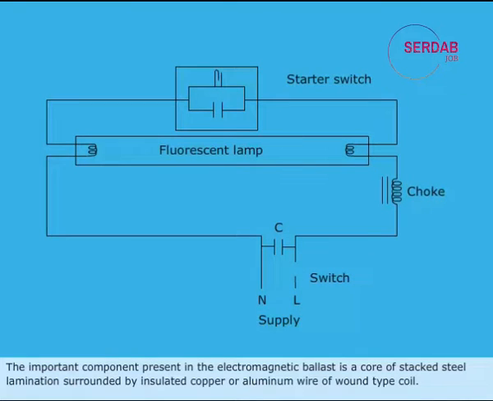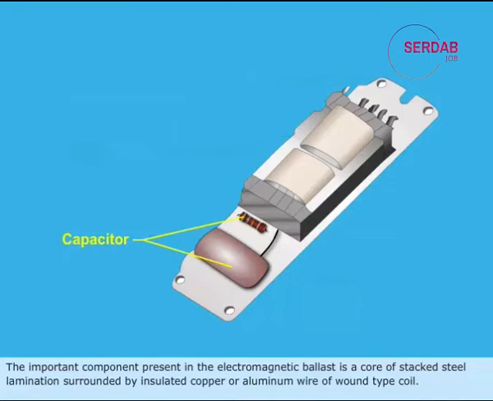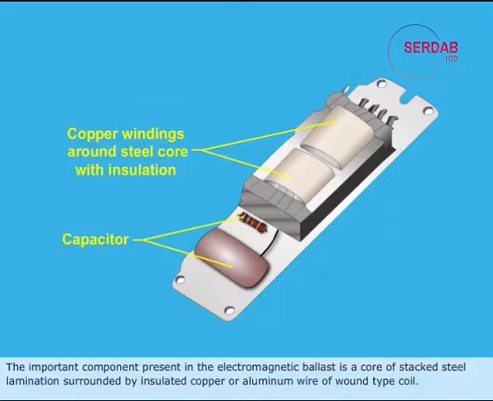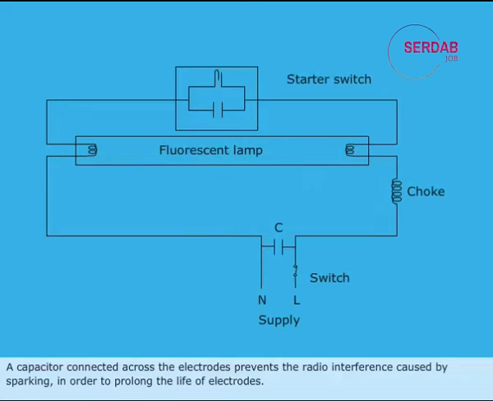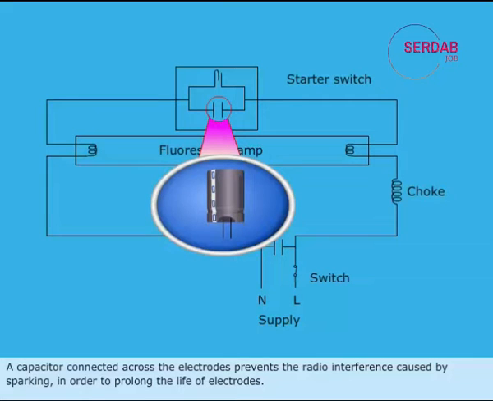The important component present in the electromagnetic ballast is a core of stacked steel lamination surrounded by insulated copper or aluminum wire of wound-type coil. The ballast functions both as voltage transformer and current limiter. A capacitor, connected across the electrodes, prevents the radio interference caused by sparking in order to prolong the life of electrodes.